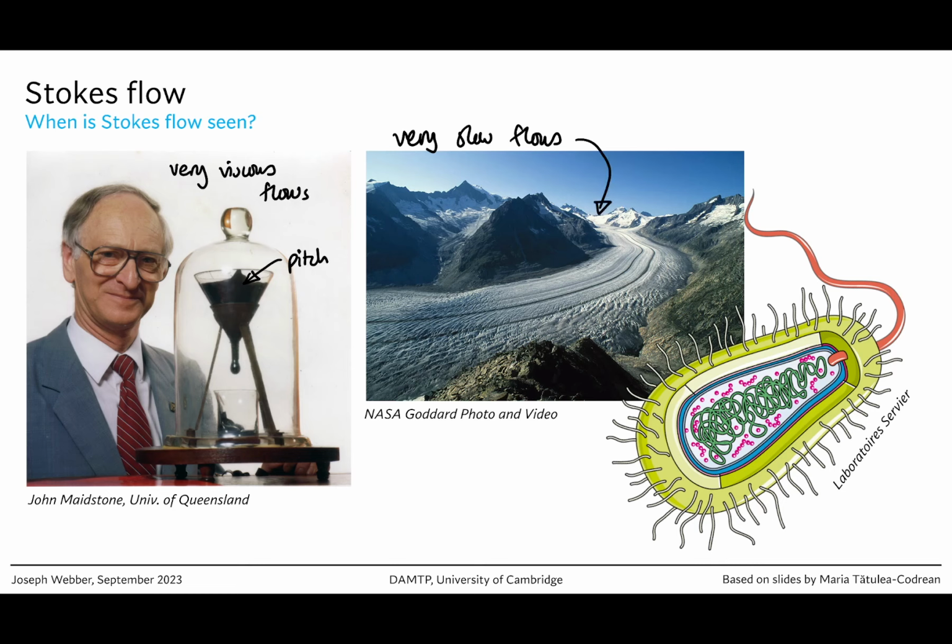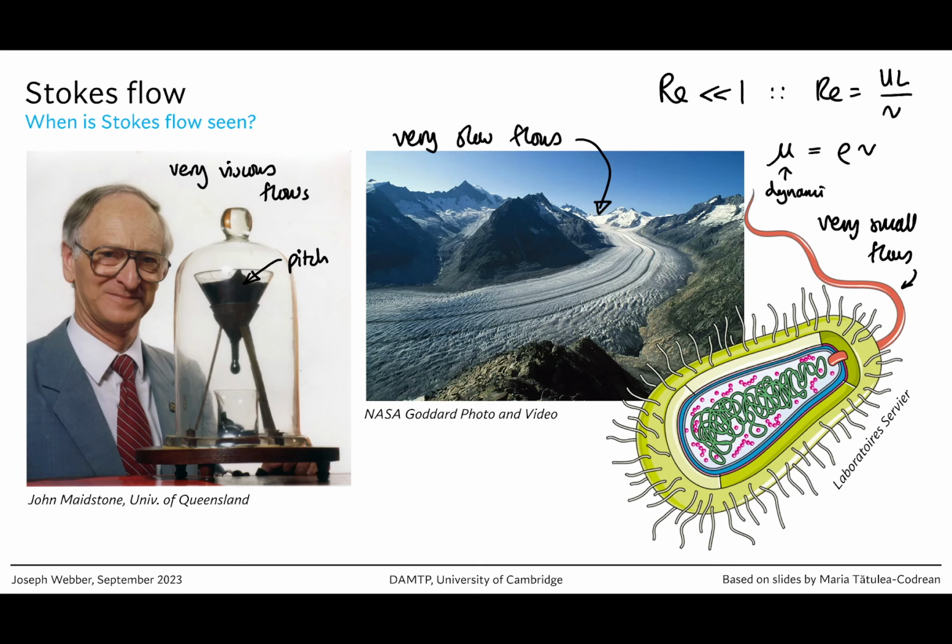So here this glacier is flowing incredibly slowly, and also a lot of biological fluid mechanics involves Stokes flows because you have very small flows. And the thing that unifies all of these is that the Reynolds number is much less than 1. Remember, the Reynolds number is defined to be UL over nu, where nu is the kinematic viscosity. The dynamic viscosity mu is equal to rho, the density, times the kinematic. So just to remember which way around these things are, this is dynamic, this is kinematic.